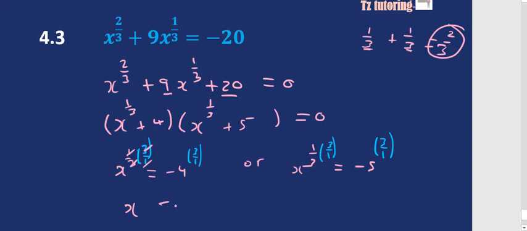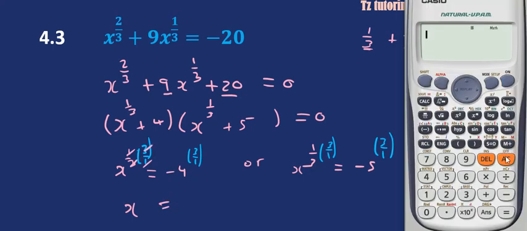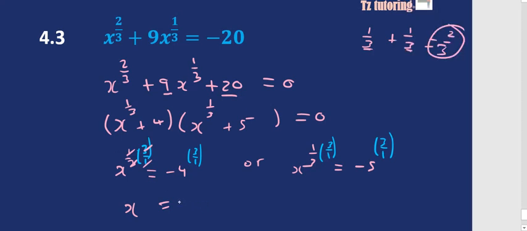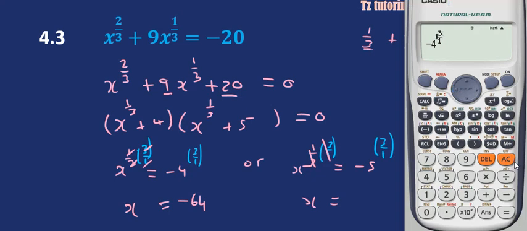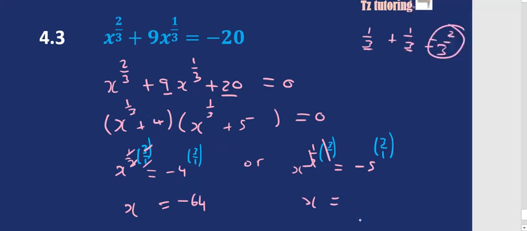So x is equal to, let's just check, the value of -4 to the power of 3 over 1. It's just -64. Okay, just -64 there. And on that side, of course, we've used the inverse to cancel out 1 over 3. Okay, so if we go -5 this time, -5 to the power of 3 will give us -125. So those would be our two solutions. Okay, this is the end of this lesson.